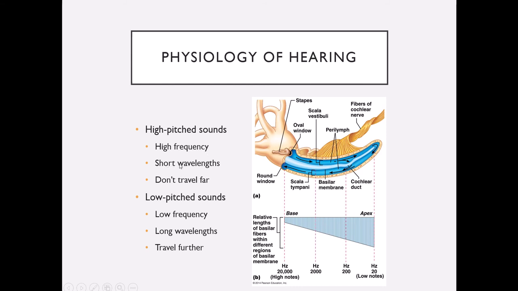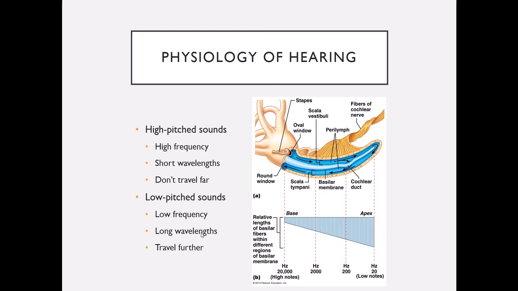Now, high-pitched sounds, again, are very high frequency, which means they have a very short wavelength, and they tend to not travel very far. They don't have the kind of energy to travel real far, and so they tend to depress the basilar membrane fairly close to the oval window here. Again, you can see we've kind of spread out and unwound the cochlea.